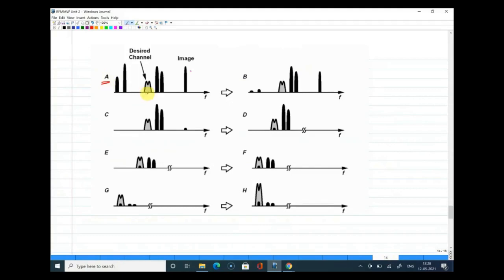This is a desired signal at a particular frequency, and these are the in-band interferers close by, and this is the image signal. So what we can understand is this is at 2 omega IF, right? This is the input signal.